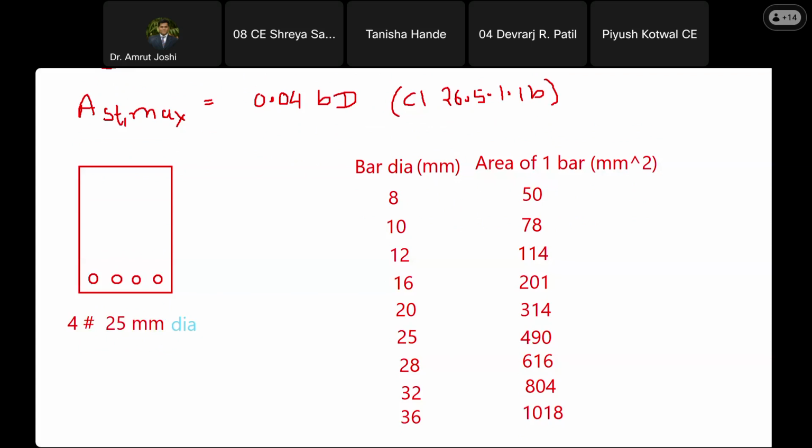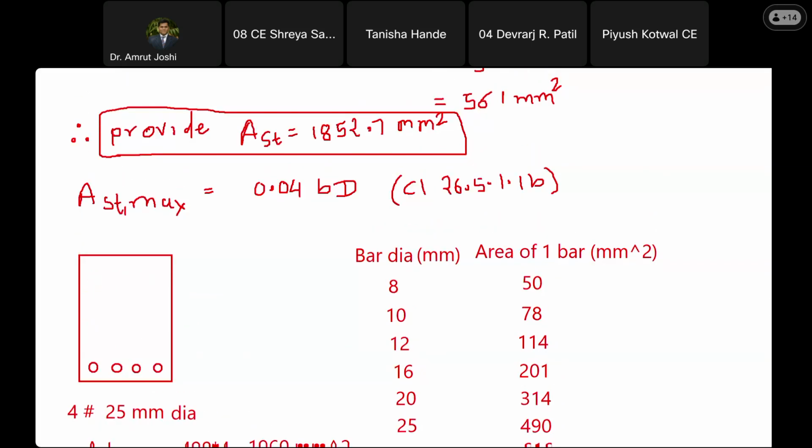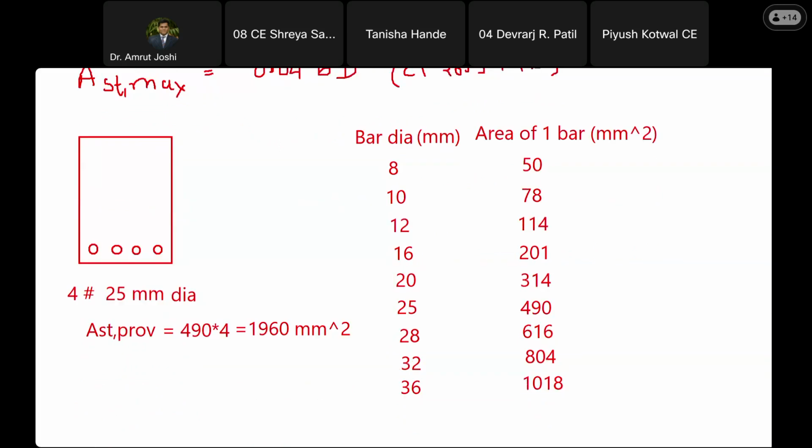So what is the value of AST provided? This is AST provided. So it is going to be equal to 25 mm ke ek bar ka area kitna hai? 490. This multiplied by 4. So tell me how much is this? 1960. And this is in mm square, isn't it? Yes, sir. Is it greater than whatever is required? 1852.7 is required. So it is greater than 1852 mm square. So therefore, okay. Are you with me? Yes, sir.